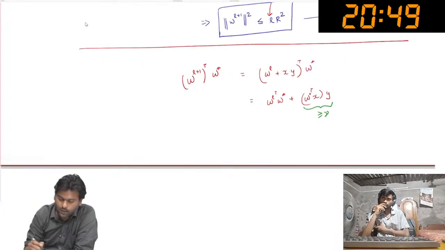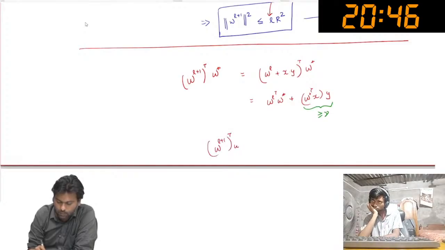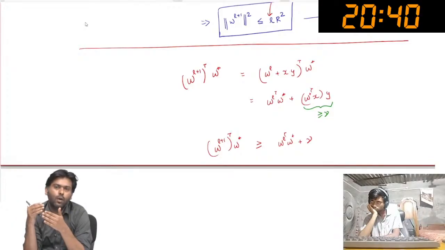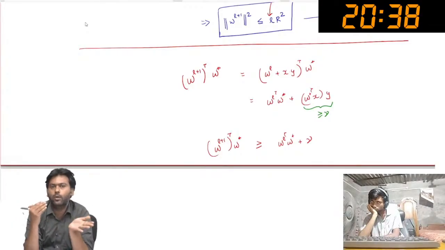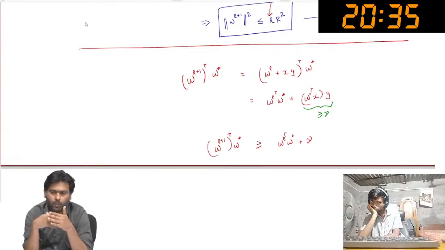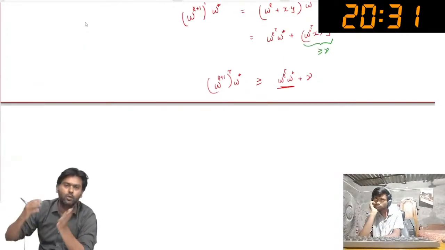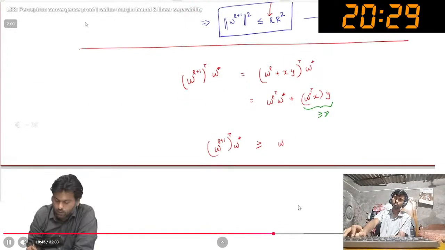So now, basically, what is this saying? This is then saying that W_{L+1} transpose W star is greater than or equal to W_L transpose W star plus gamma. This is kind of telling us that the previous dot product with the optimal W star has to grow by at least gamma once you make a mistake and update W_L to W_{L+1}, right? So W_{L+1}'s dot product with W star should be at least gamma more than W_L's dot product with W star, right?